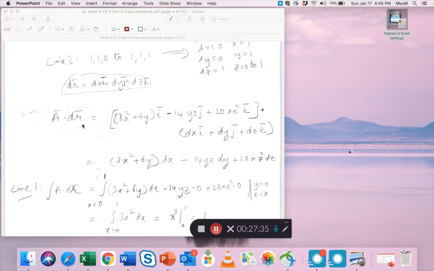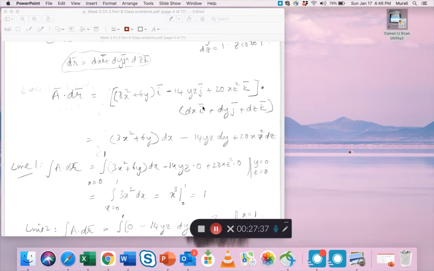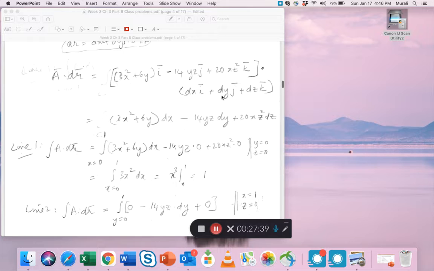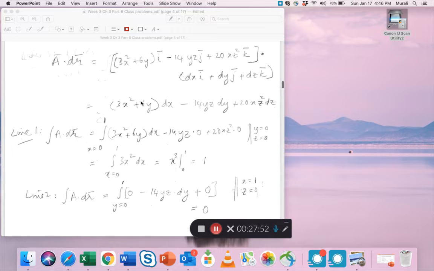So a dr now becomes a times this, right? And if you have to take a scalar product, you just multiply these two, right? You drop the ijk unit vectors. So with that, you come up with this for a dot dr. Now this consists of 3 sections, right? One for each path. So the 3 sections apply the appropriate limit.